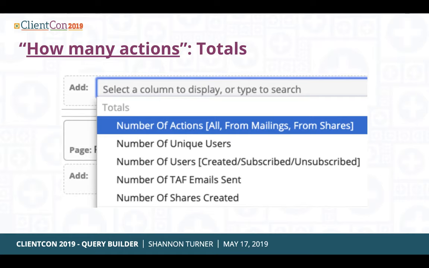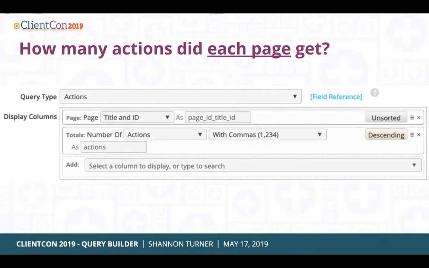Generally, when we find ourselves trying to answer questions like how many actions did we have, we're talking about stats that we're going to find under totals, like in this screenshot. And when we're asking questions like how many actions did each page get, we're pairing that total with a page. This is similar to the example of how many people did we have in each congressional district from before. So we're going to display the page as our first column, and our second column will be the number of actions that that page got. And we'll sort the whole thing by the number of actions in descending order.